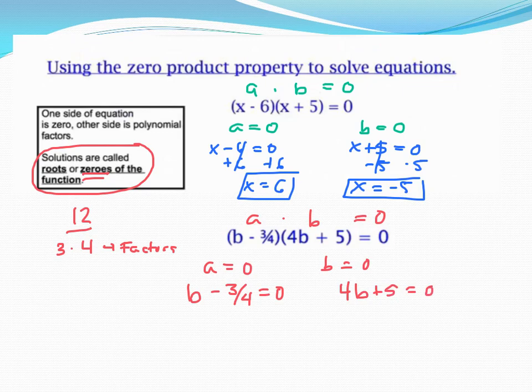And what I'm going to do is solve each equation. Okay, so the left one I have b minus 3/4, so I'm going to add 3/4. Who cares if it's a fraction? I'm going to add that to the other side. That's going to tell me b is equal to 3/4. That's my answer there, so I got one solution.